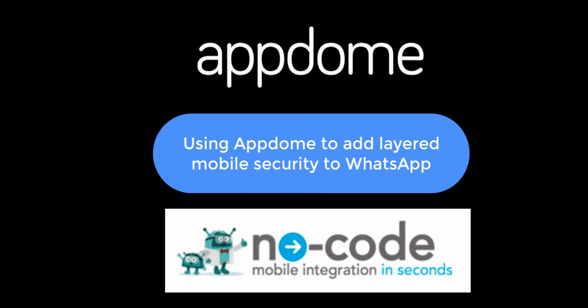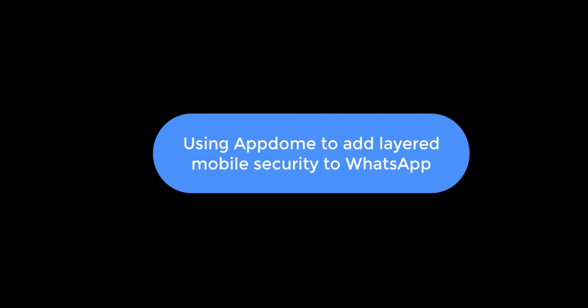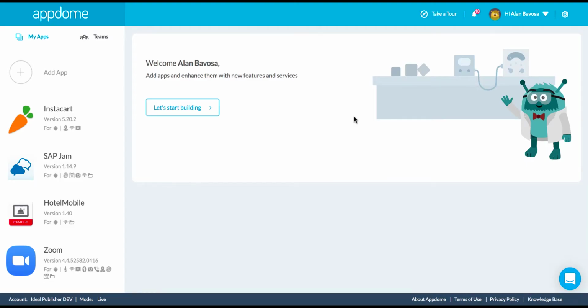Everybody, today I'm going to show you how to use Appdome to implement mobile app security into the WhatsApp mobile app instantly with no code or coding, which would have prevented the attack on the WhatsApp mobile app from a couple of weeks ago. And this will work with any mobile app.